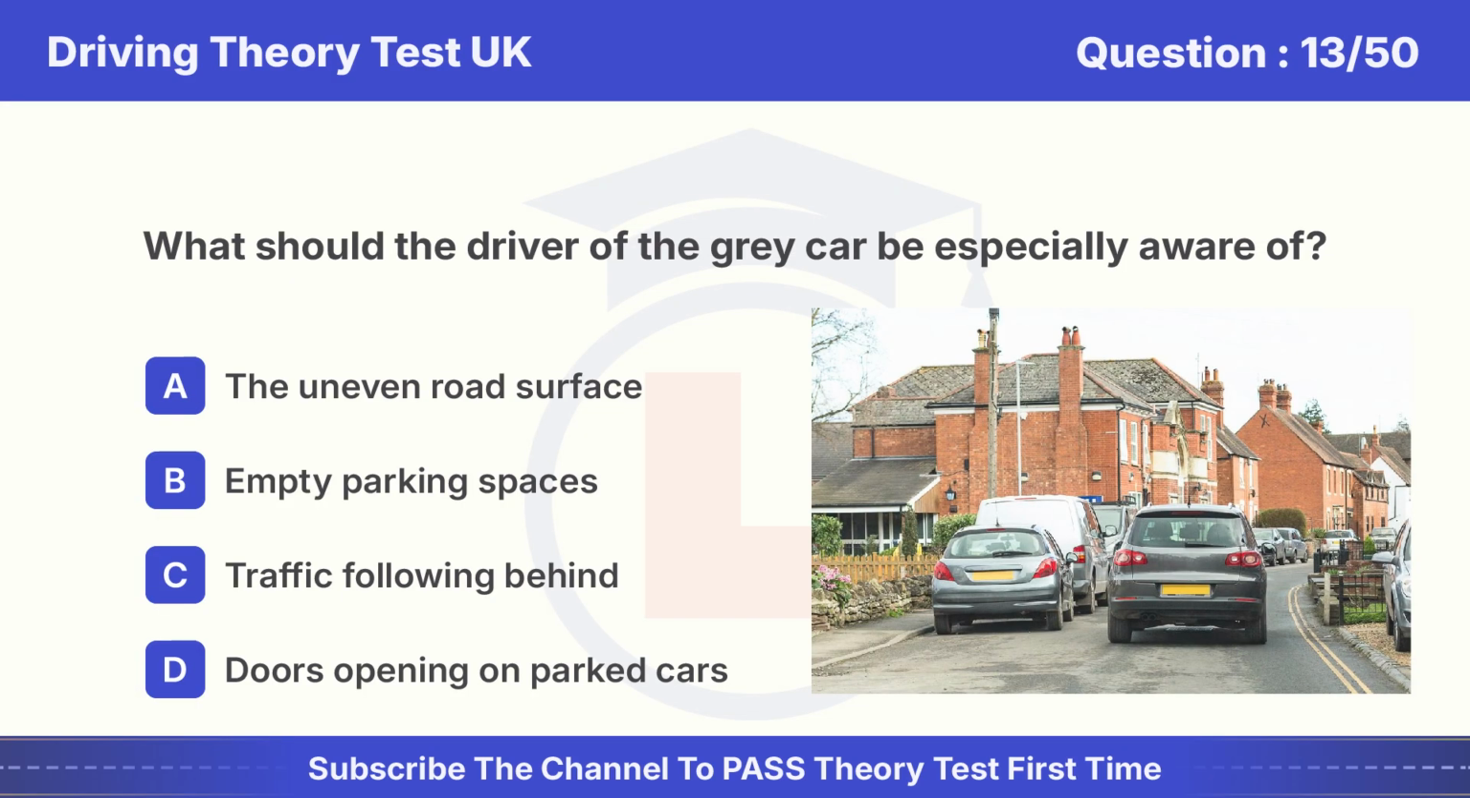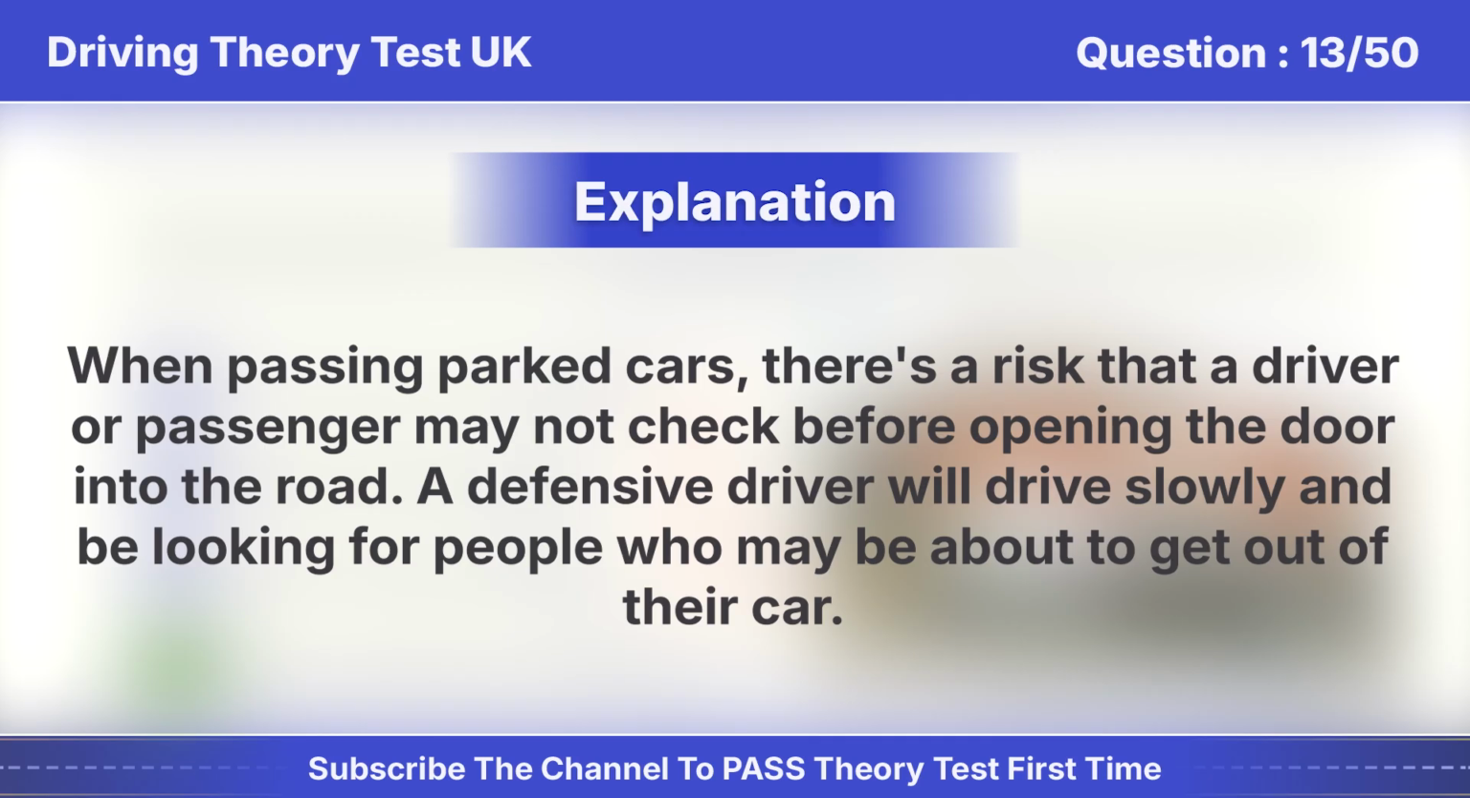Question 13. What should the driver of the grey car be especially aware of? Answer is D. Doors opening on parked cars. When passing parked cars, there's a risk that a driver or passenger may not check before opening the door into the road. A defensive driver will drive slowly and be looking for people who may be about to get out of their car.